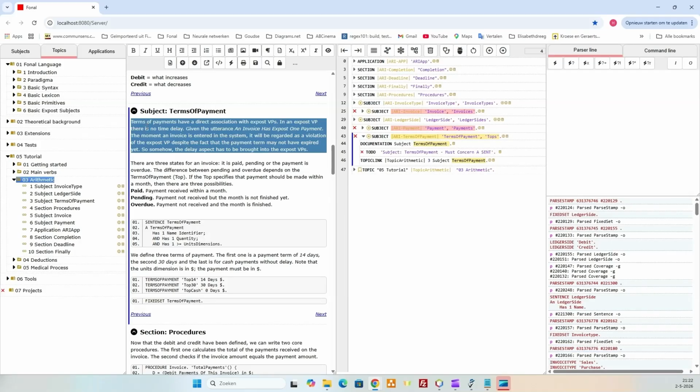Terms of payments have a direct association with exposed VPs. In an exposed VP there is no time delay. Given the utterance, an invoice has exposed one payment. The moment an invoice is entered in the system, it will be regarded as a violation of the exposed VP despite the fact that the payment term may not have expired yet. So somehow the delay aspect has to be brought into the exposed VPs.